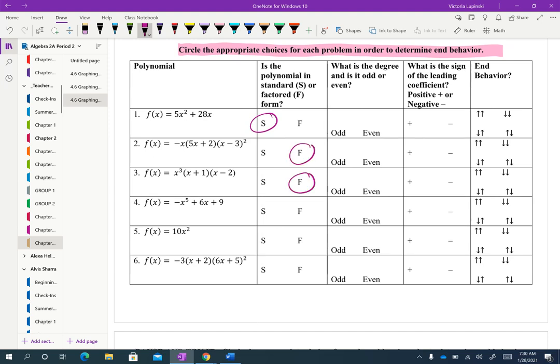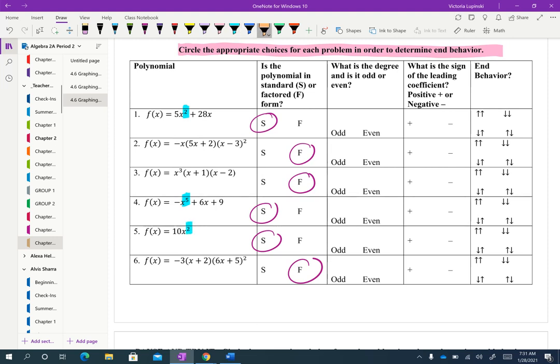3, all the parentheses, factored form. Number 4, multiplied out, standard form. Number 5, 10x squared, that is standard form. There are no parentheses. Number 6, parentheses, is factored form. So then we have to make sure that we can find the degree based on the format. So standard form, it's going to be the largest one only.